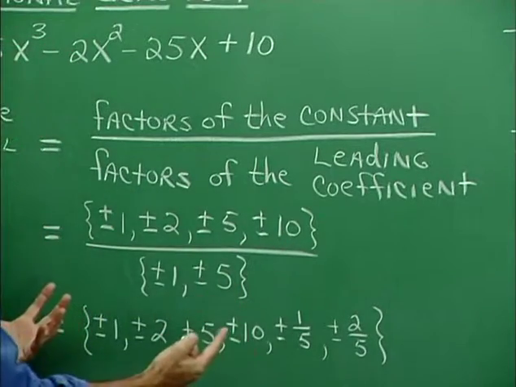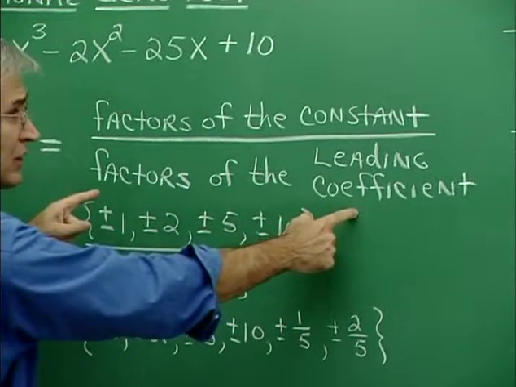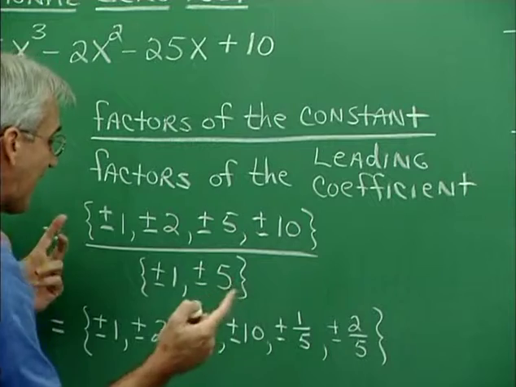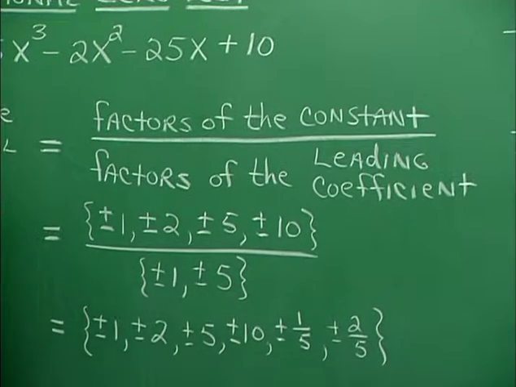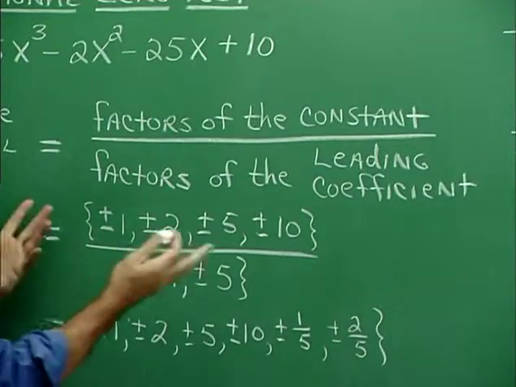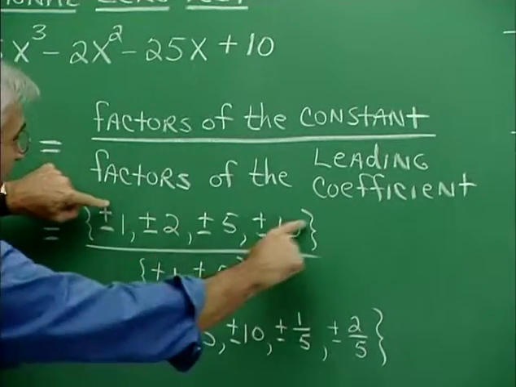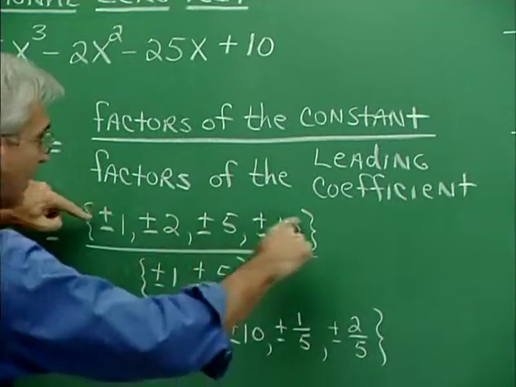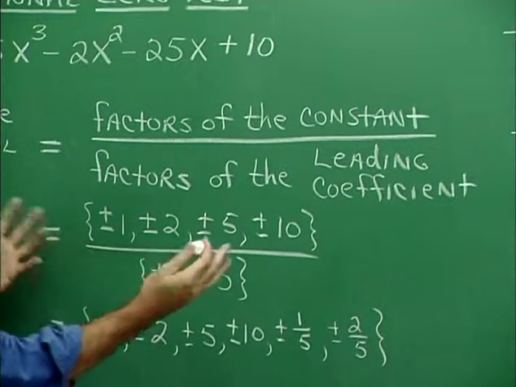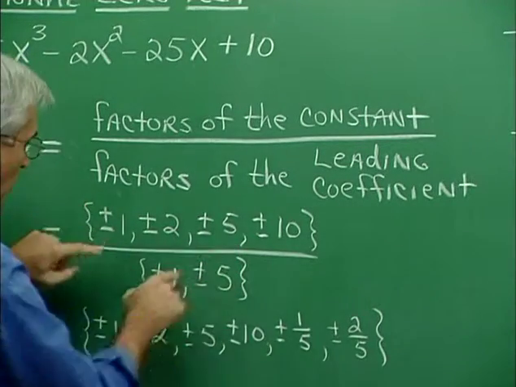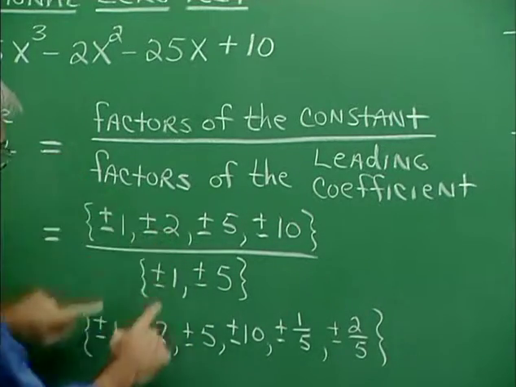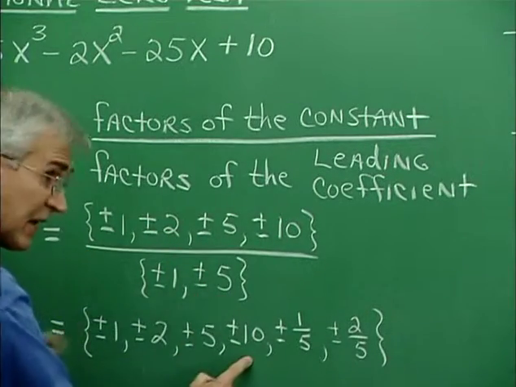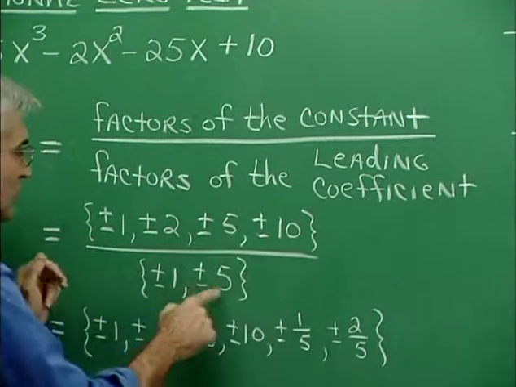And now in the denominator, we have factors of the leading coefficient. The leading coefficient was 5, so all of the possible factors: plus or minus 1, plus or minus 5. Now, we have a little list to go through here. We have all of these over 1, and then all of these over 5. We put all of these over 1, and we just have all of these items. So we have plus or minus 1, plus or minus 2, plus or minus 5, plus or minus 10. Then we go through all of these over 5.